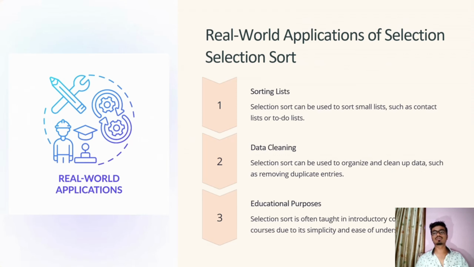Real world applications of selection sort: sorting lists, data cleaning, and educational purposes. In sorting lists, selection sort can be used to sort a smaller list, such as a contact list or to-do list. Data cleaning: selection sort can be used to organize and clean up data, such as removing duplicate entries. Educational purpose: selection sort is often taught in introductory computer science courses due to its simplicity and ease of understanding.